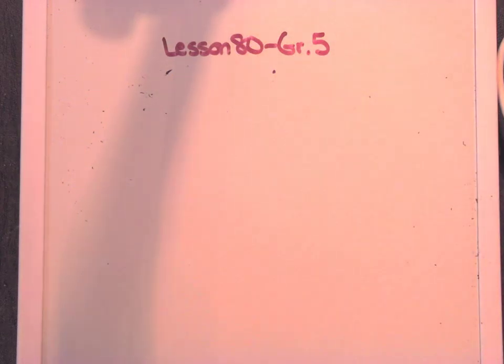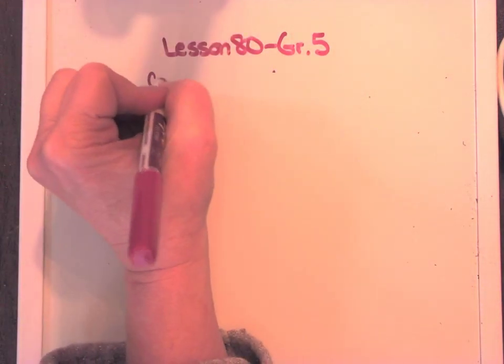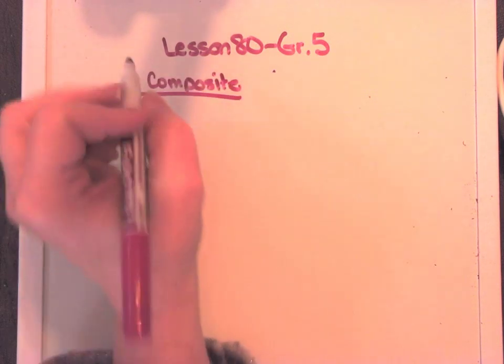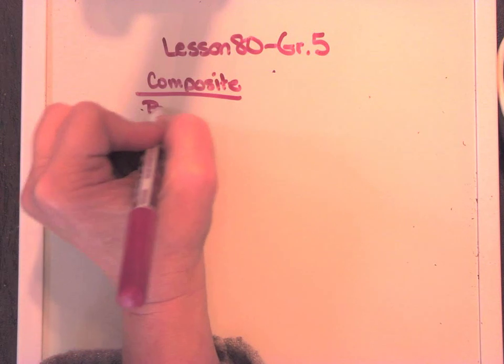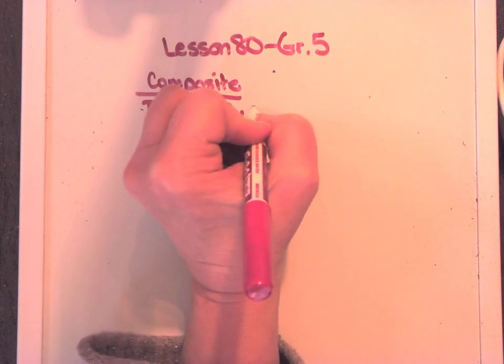How do I know if it's prime or composite? Well, sometimes it's easier to tell whether it's composite or not. So composite, besides 2, if it is an even number.